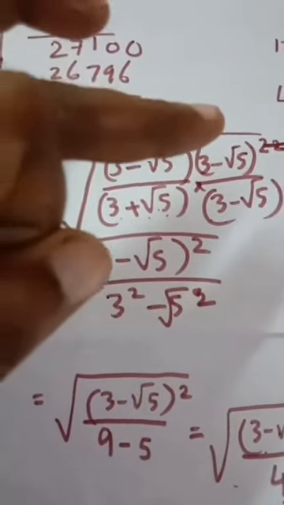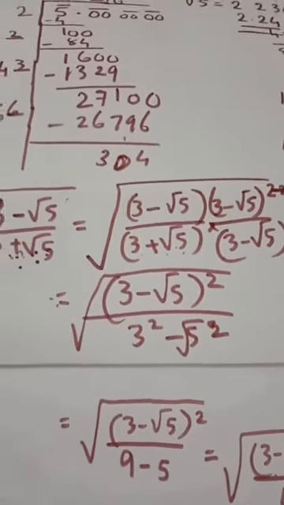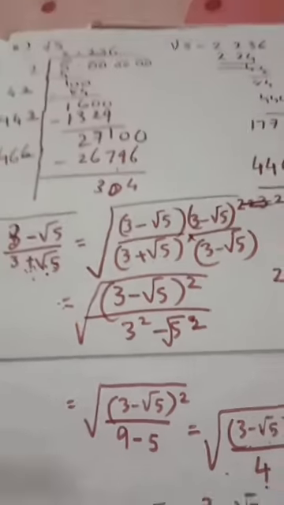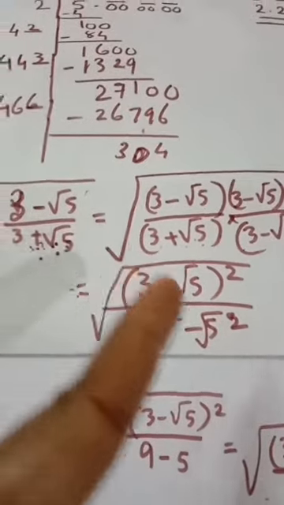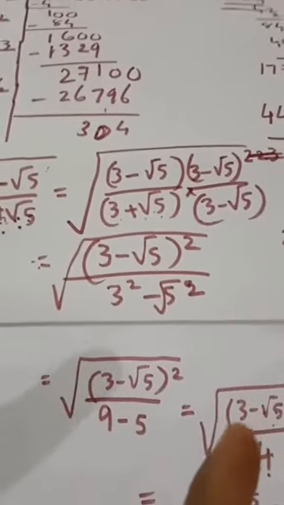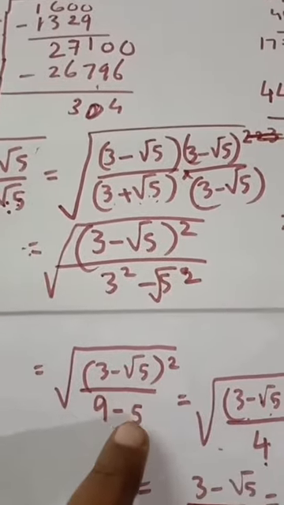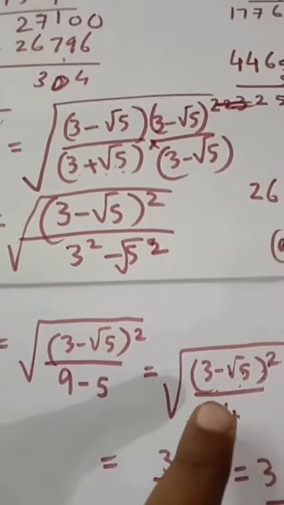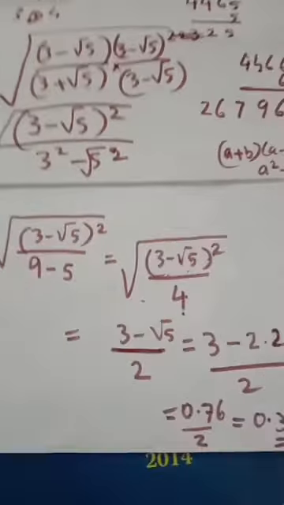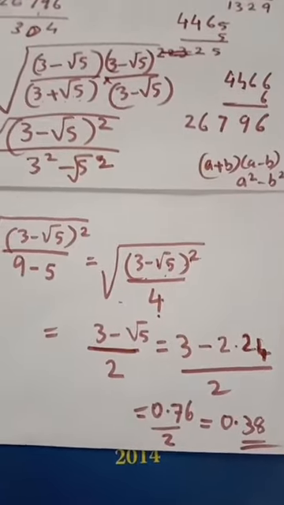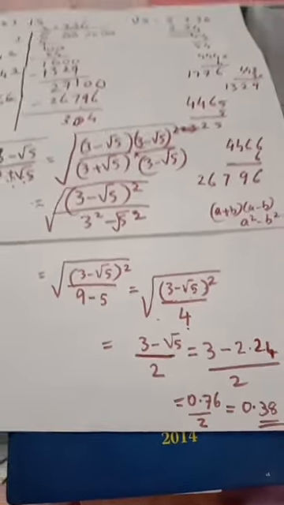Here 3 minus root 5 into 3 minus root 5 is (3 minus root 5) the whole square, and the denominator is in the form (a plus b) into (a minus b), which is a square minus b square. So 3 square minus root 5 square. What is root and square? It is 3 minus root 5. And 3 square is 9, root 5 square is 5. 9 minus 5 is 4. Now the root of (3 minus root 5) the whole square is 3 minus root 5 itself, over root 4, which is 2. Now substitute the value of root 5, 2.24, and 0.76 by 2 is 0.38. Okay.